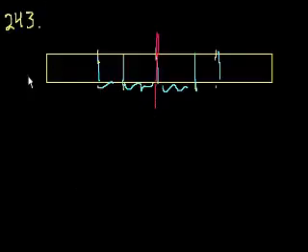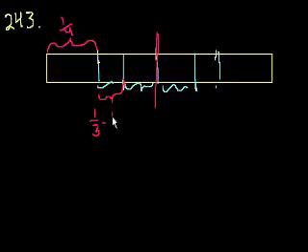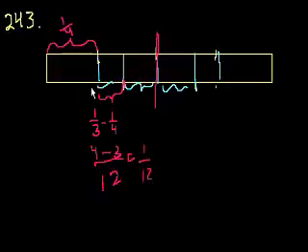So let's think about it. So this whole thing is 1 yard. So this distance right here is 1/4. Now we know that this whole distance is 1/3. This distance is 1/4. So this distance right here is going to be 1/3 minus 1/4. Common denominator over 12. 1/3 is 4/12 minus 3/12 is equal to 1/12. So this distance is going to be 1/12.